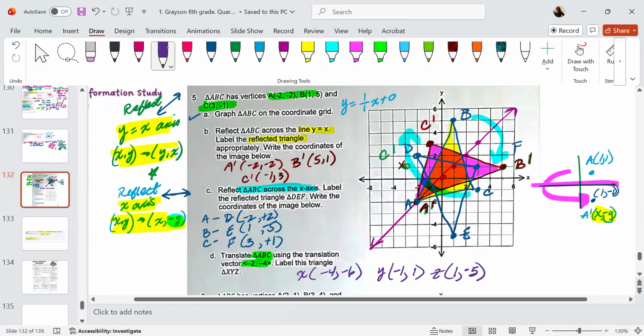Actually, I'm going to erase this so I have less color. So X is negative 4, 1, 2, 3, 4. X negative 1, 1. That's y. 1, 5.